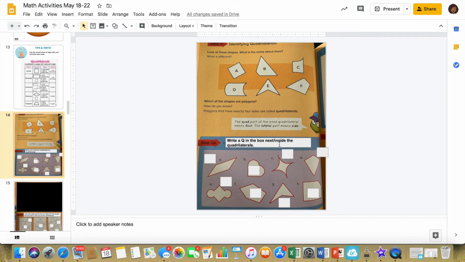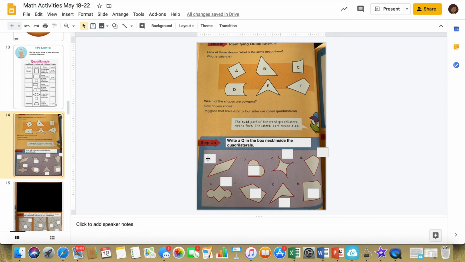Write a Q in the box next to the quadrilaterals. So just like your other one, but instead of just writing if it's a polygon or not, you're trying to see if it's a quadrilateral or not. And remember, quadrilaterals have how many sides? 4 sides. So we can look at our work right here and say if it has 4 sides, we're going to write a Q. If it does not have 4 sides, if it has 3 sides or less or 5 sides or more, we're not going to write anything. So you only are going to write a Q if it has 4 sides.